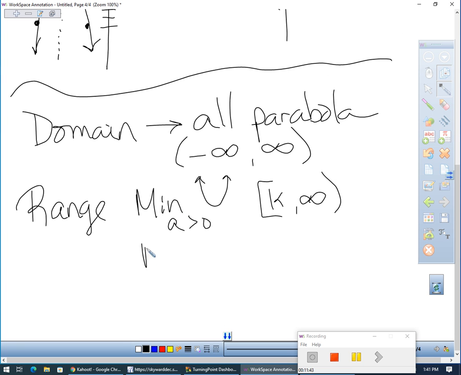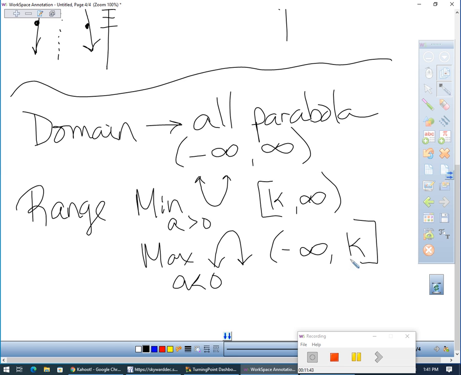If it is a maximum, or your parabola is opening down because A is negative, then it goes from -infinity to k with a bracket. All right? So those are your possibilities.